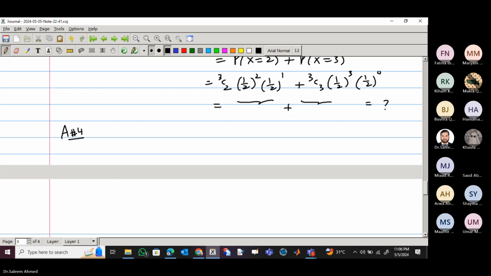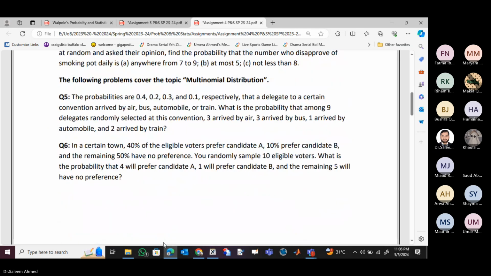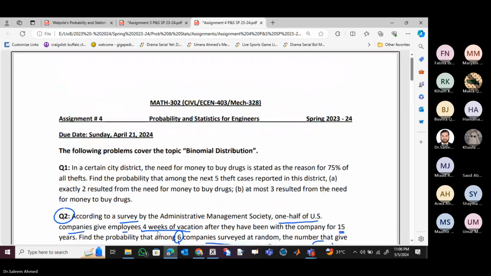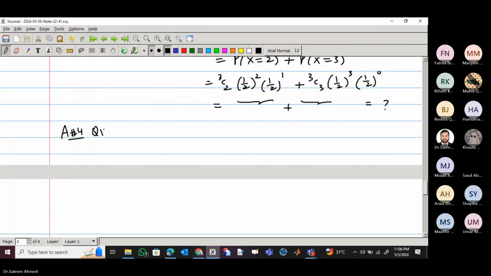Assignment number 4, question number 2. So n is 6 here. Just give me a minute.